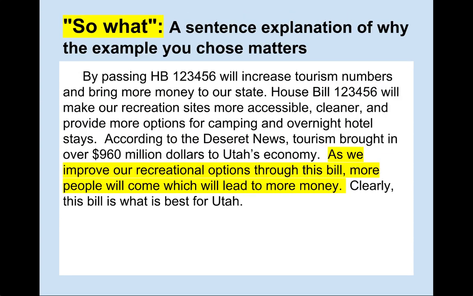After the example comes your so what. You need to explain the example or the evidence to the audience so that they understand why that number is important. Here my evidence was that tourism brought in over $960 million to Utah's economy. I'm going to explain that. As we improve our recreational options through this bill, more people will come, which will lead to even more money. So I'm saying that it's important that we pass this bill because it will increase tourism. Tourism is a big interest in Utah, and we can expect to see that increase if this bill is passed. So I'm explaining my evidence a little bit more.